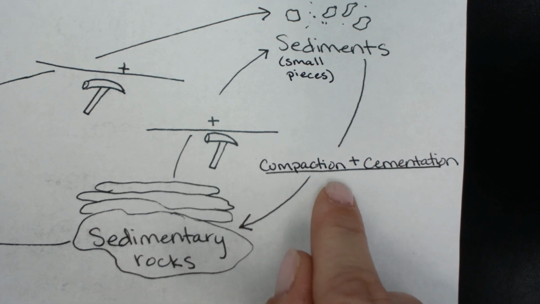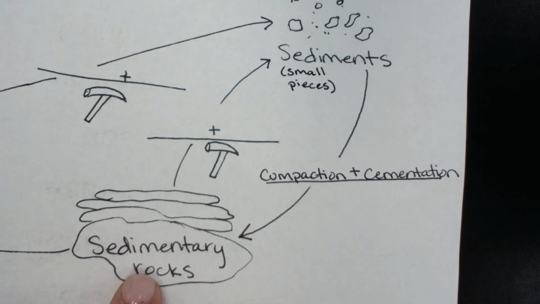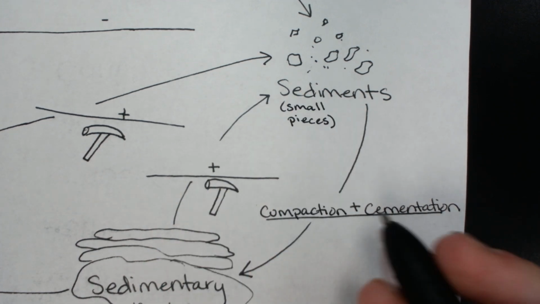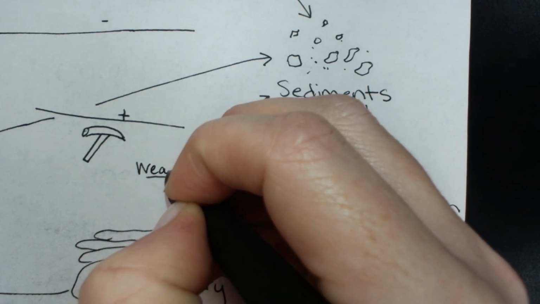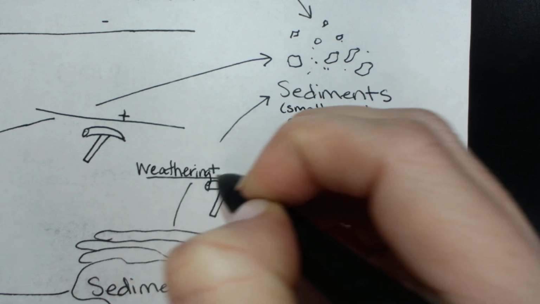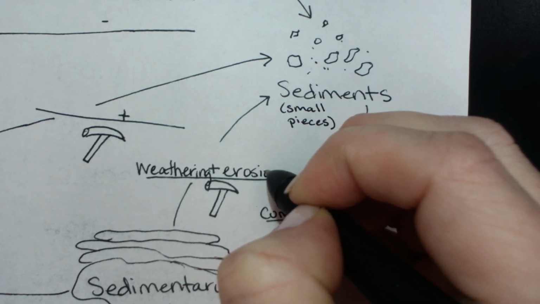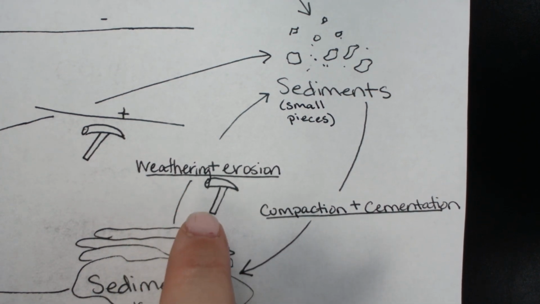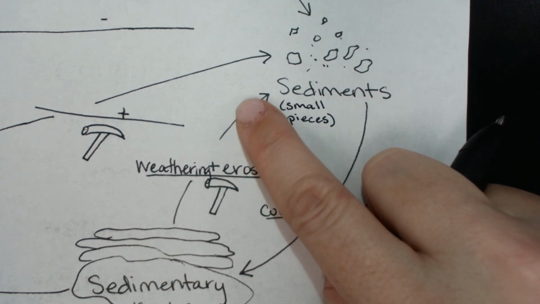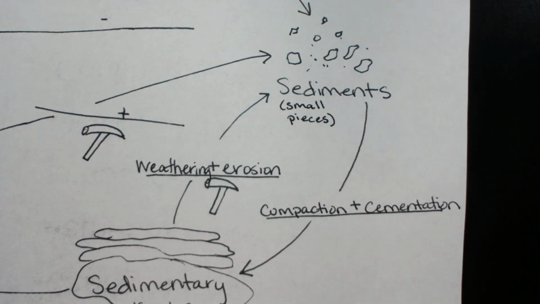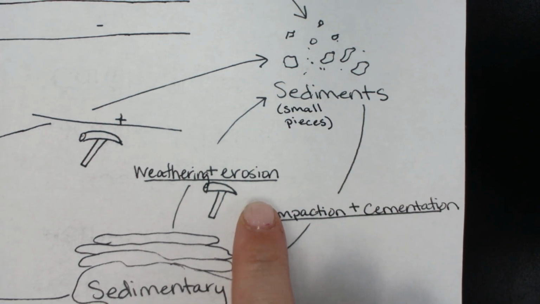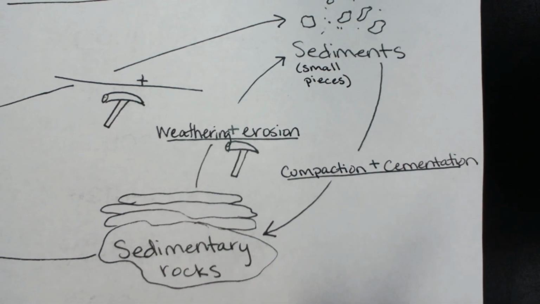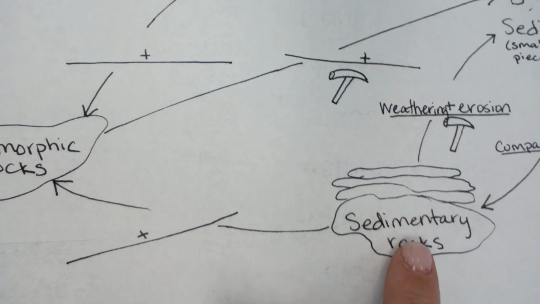So compaction and cementation. When you have a sedimentary rock, it can also break apart and become sediments. This is through the process of weathering and erosion. For weathering and erosion, I have a little hammer here. Weathering is to break down the rocks. Erosion is the movement of those particles. All right, so that is how you go from sediments to sedimentary rock, and from a sedimentary rock back to sediments.